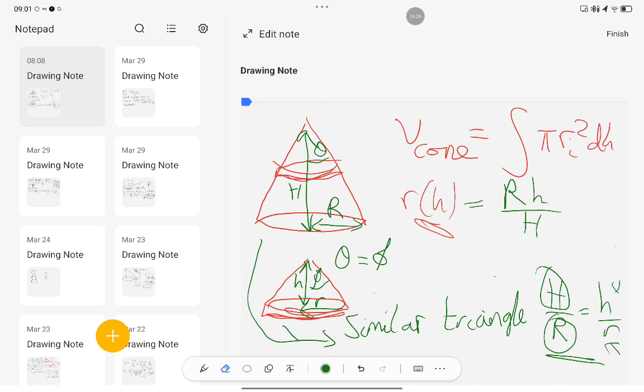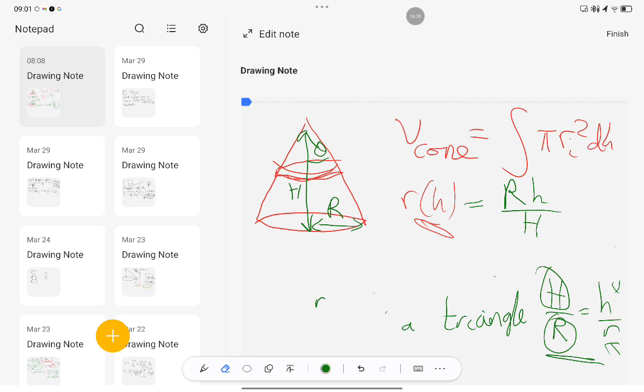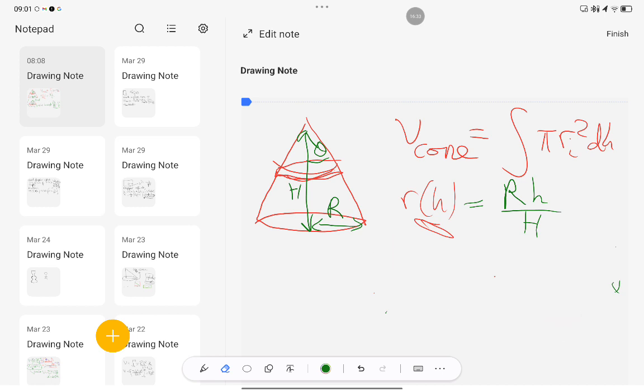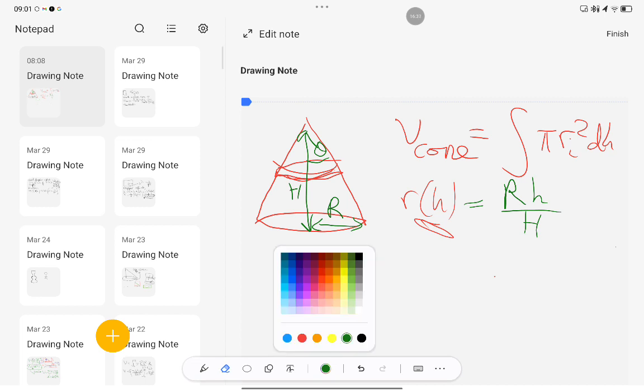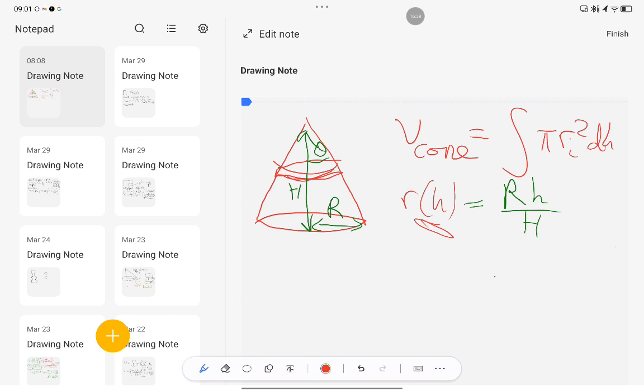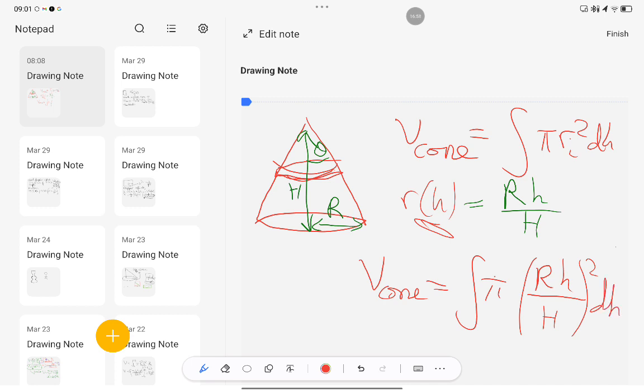And we can now substitute this into our integral. And this will make our life, well, of evaluating this integral a lot easier. So we now got the volume of a cone is the integral of pi, but now for r we've got capital R small h over big H. We'll square that, dh. Now I've dropped the i.